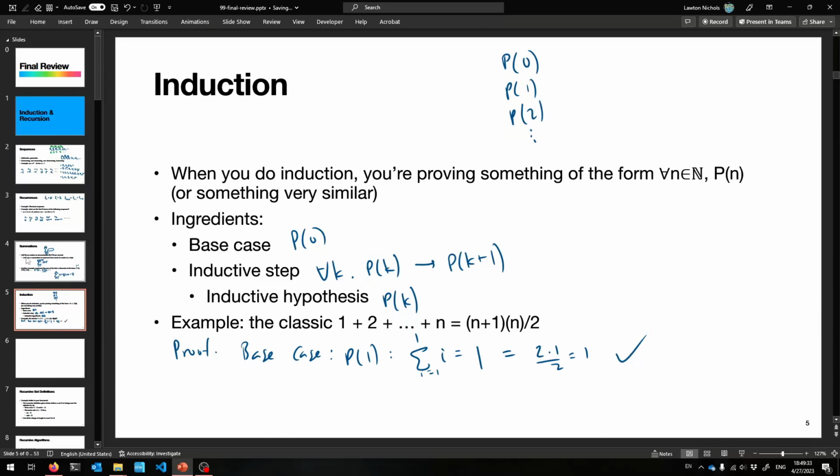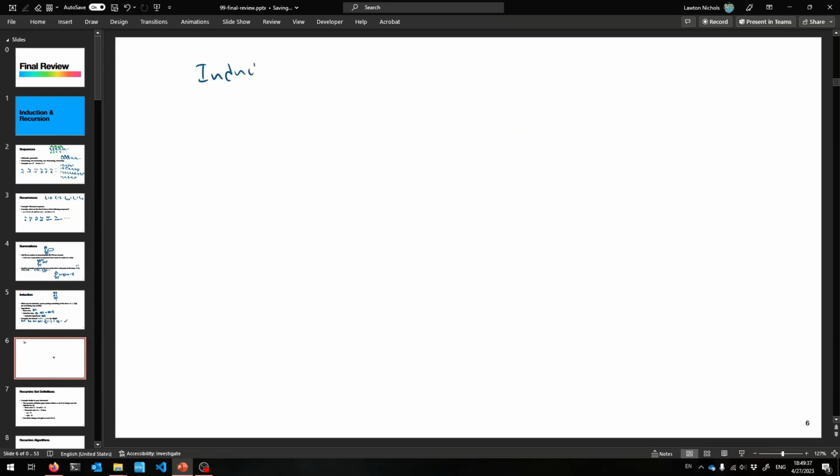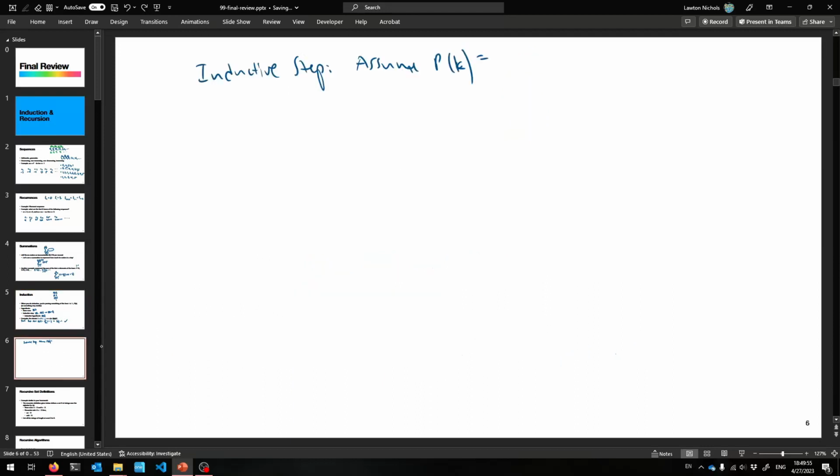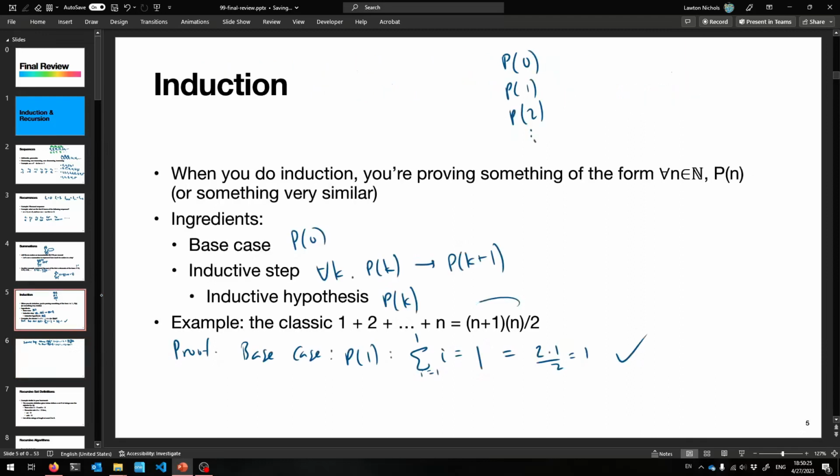And then the inductive step, let's do that on a different slide. Inductive step is you get to assume P(k), assume P(k) is true, and use that to prove that P(k+1) is true. So assume P(k), which is apparently that the sum of all the numbers from 1 to k is equal to (k+1) times k over 2. That's how you can extract that. And then what we need to show now, to show P(k+1), is that 1 plus 2 plus all the way to k plus k+1 is equal to the same idea, just replace n with k+1.